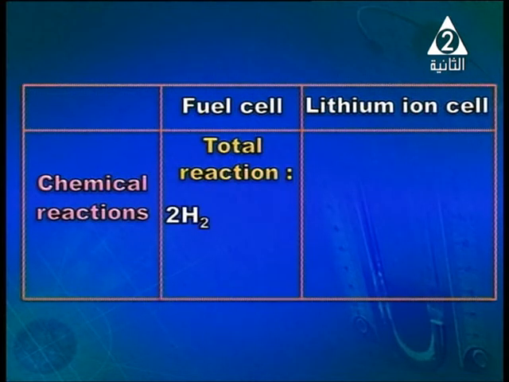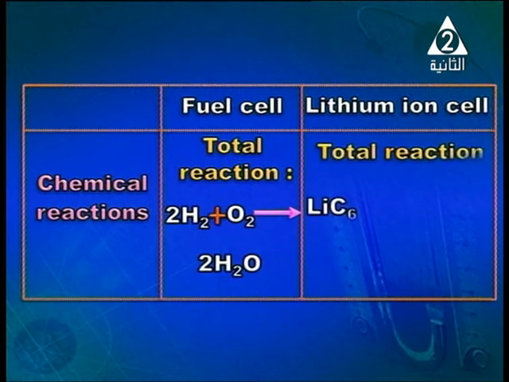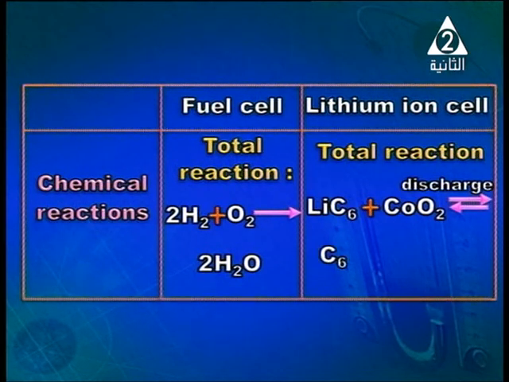The chemical reaction in both of them. The total reaction in the fuel cell is 2 hydrogen plus oxygen. It's a primary cell, so it is in one direction. It gives 2 water. While the total reaction in the lithium ion cell is LiC6, lithium graphite, plus cobalt oxide CoO2, in a reversible reaction because it is a secondary cell. It gives C6 and LiCoO2, lithium cobalt oxide. This is a discharge reaction, and the backward is the charging reaction.